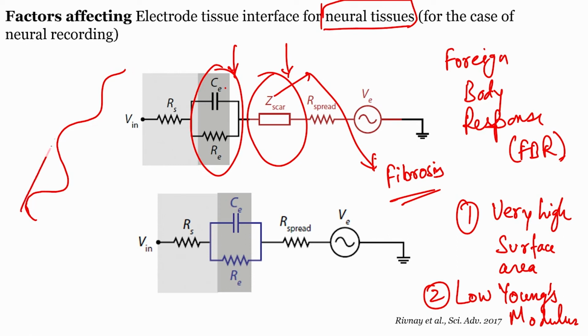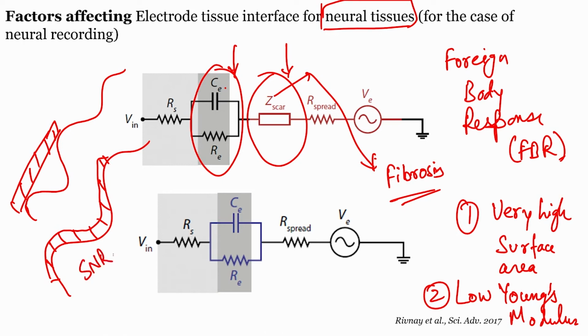Now if your electrode is sitting like this, let us say this is your electrode, the shaded region. Imagine the kind of electrode tissue interface that it will have for this case when compared to the case where the electrode is conformable to the tissue. So what will be the difference? The signal to noise ratio will be very high in this case when compared to this case.